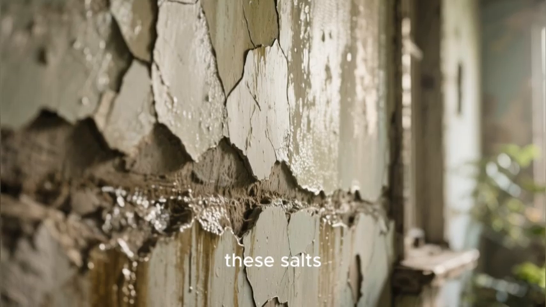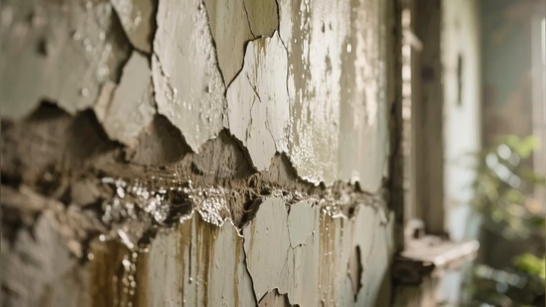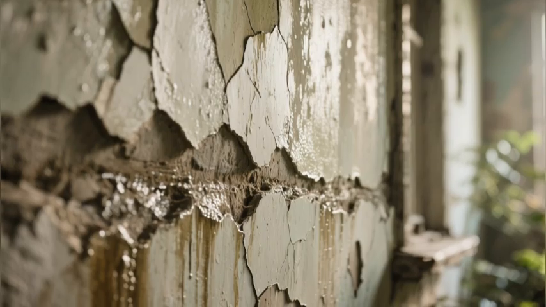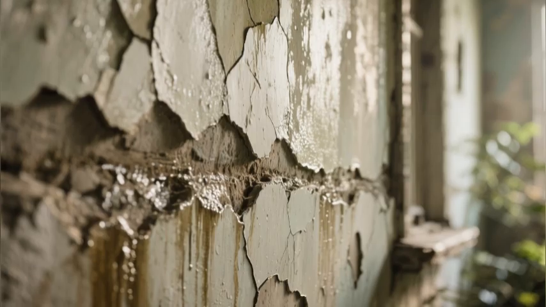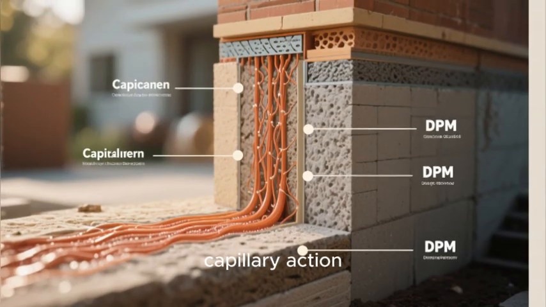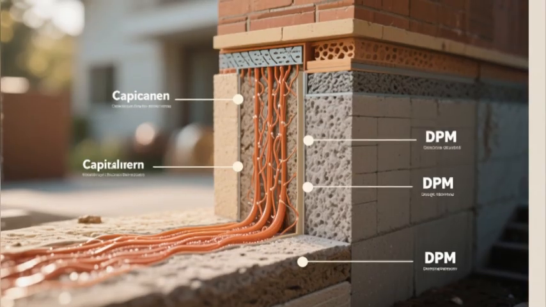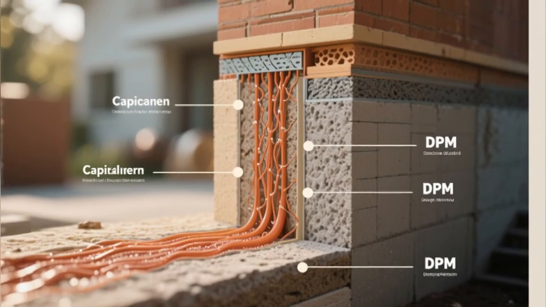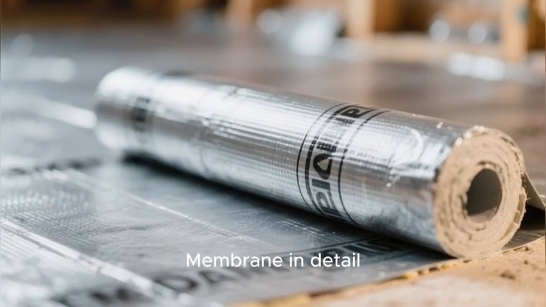When the water eventually evaporates from wall surfaces, these salts crystallize, creating the classic visual signs of moisture problems: tide marks, blistering paint, and crumbling plaster. The strategic placement of impermeable barriers, DPM and DPC, breaks this capillary action, creating what building scientists call a capillary break. Now let's examine the damp-proof membrane in detail.